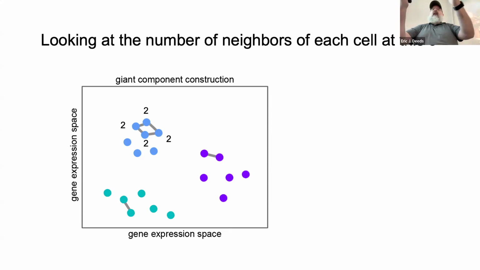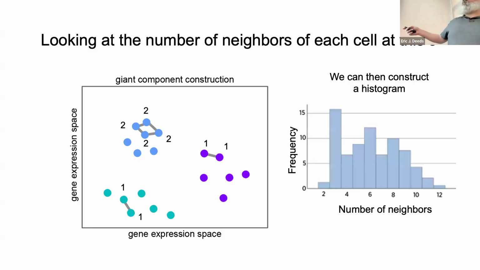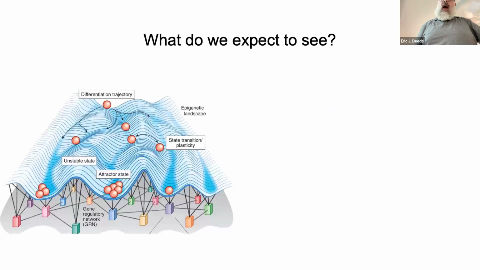This is essentially looking at the density local to that cell. And here you can see these cells all have 2 neighbors, these cells have 1, et cetera, right? And what we can do then is construct a histogram to look at the distribution of these local densities. In graph theory, this is called the degree distribution. Doesn't really matter. So what I'm going to be showing you is just looking at the density of these regions.